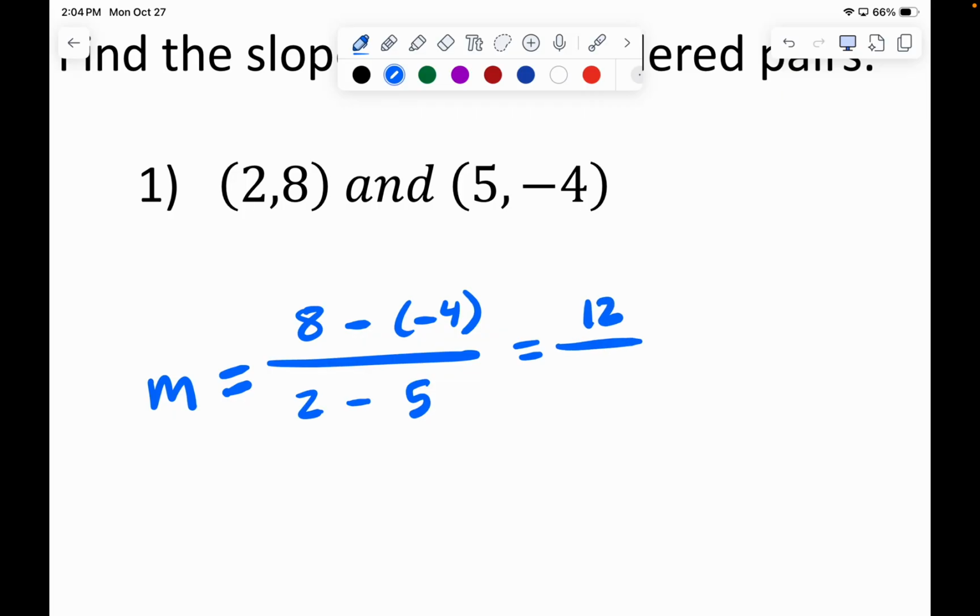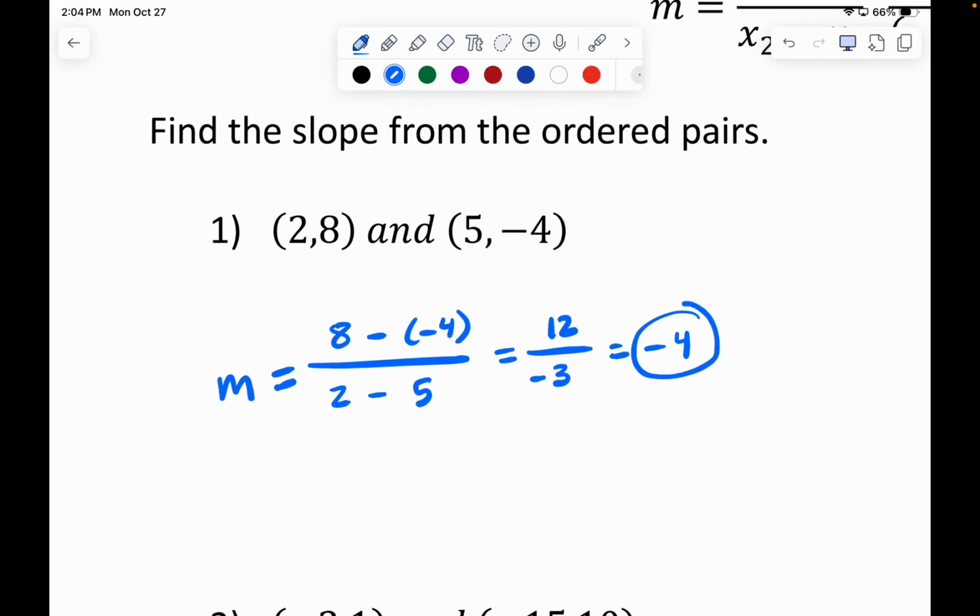2 minus 5 is negative 3. So this will really test. A lot of people get these wrong because they do them in their head, especially the negative stuff, and then we just subtract them wrong. So be careful. What's 12 over negative 3 equal? Or just negative 4. Right. All right, guys, focus up, please.